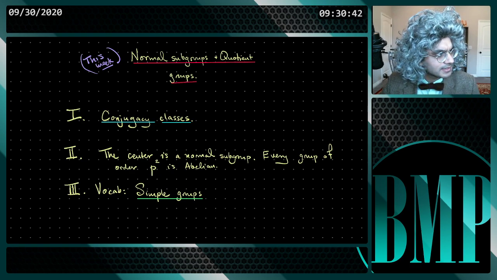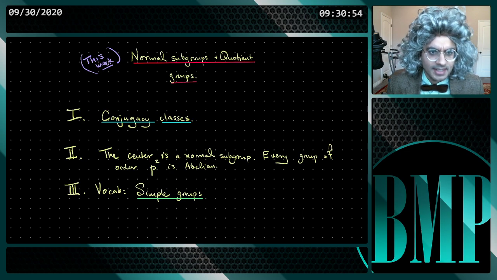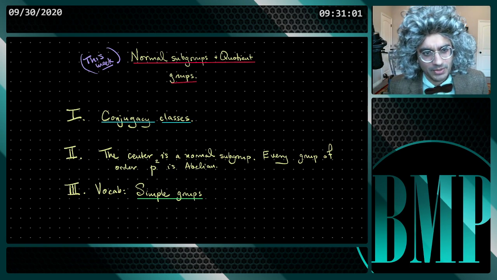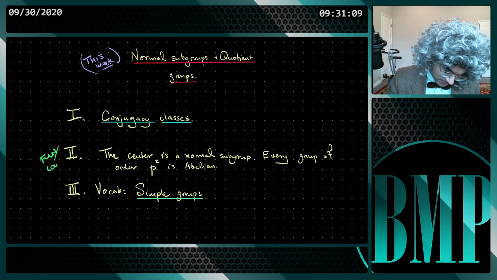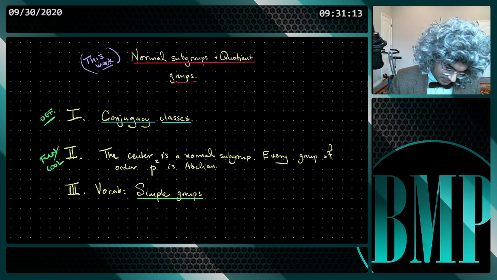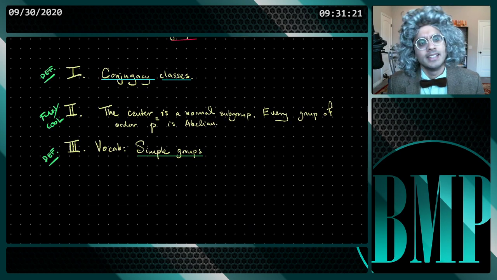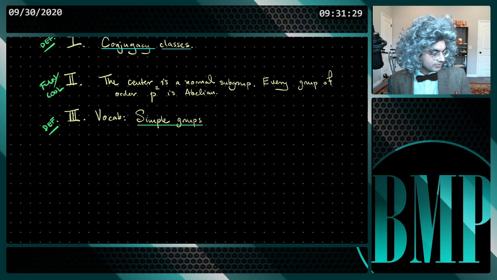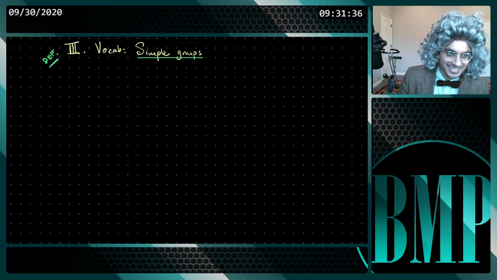So let's continue. I have three objectives for today. First, conjugacy classes. Then part 2, we'll prove a fun theorem. We'll see the power of knowledge of normality. This will be fun. Then this will be basically a definition, and this will also be a definition. That's what we have in store for today. Let's start with this definition: what the heck is a conjugacy class?